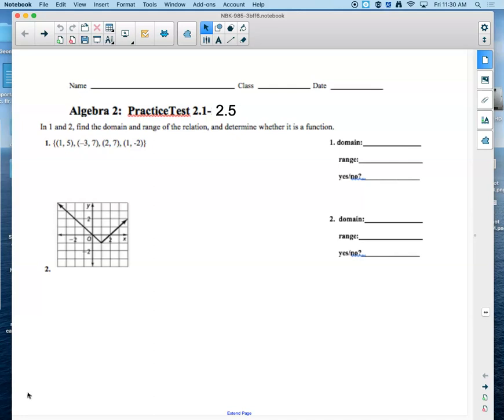Gonna be recording the practice test, and you might want to, I don't know if you care about this, but we did change it 2.1 to 2.5. So it's sections 2.1, 2.3, 2.4, and 2.5. Like I said, I don't know if you care about that or not.